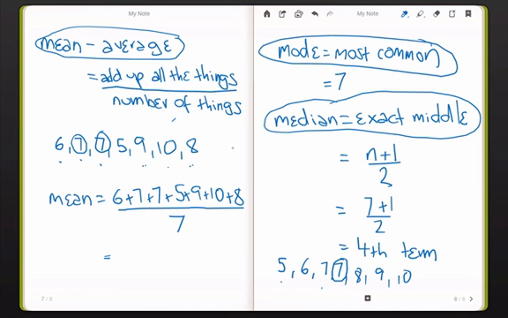Okay, now somebody asked a good question the other day. What if we had more data? Let's say we had an 11 on the end. What would the median be then? Because guess what? It's exactly halfway between 7 and 8 now.